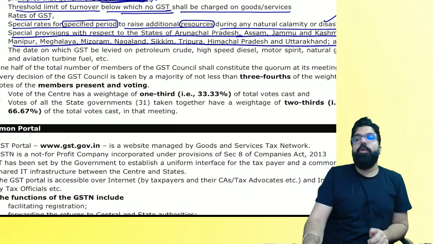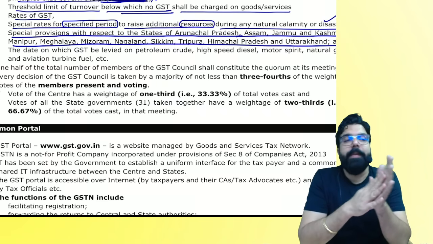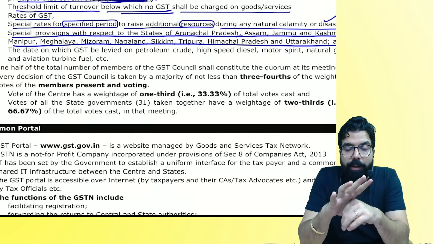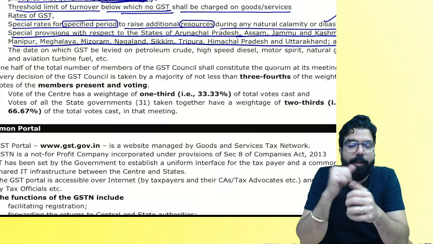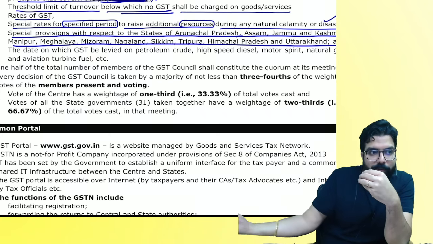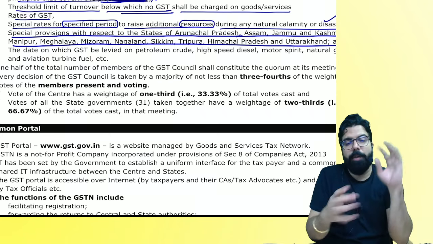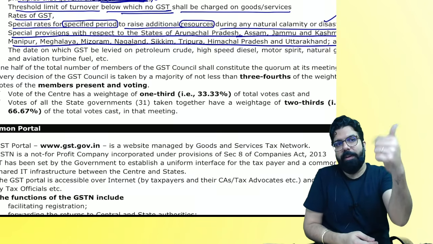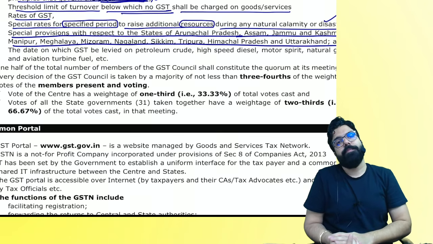Next. You know petrol? As of now, on petrol there is no GST. But the government is telling, we will do it one day. When the council allows us, the government will issue a notification and the government will charge GST on what, everyone?